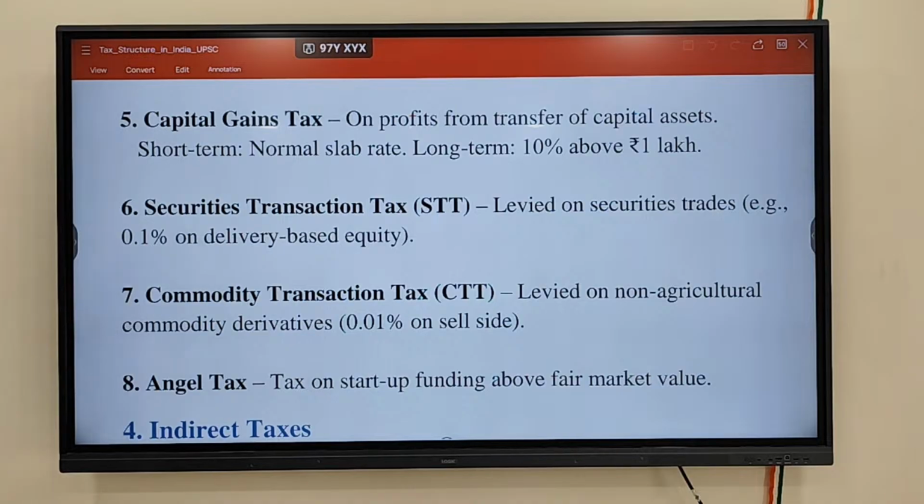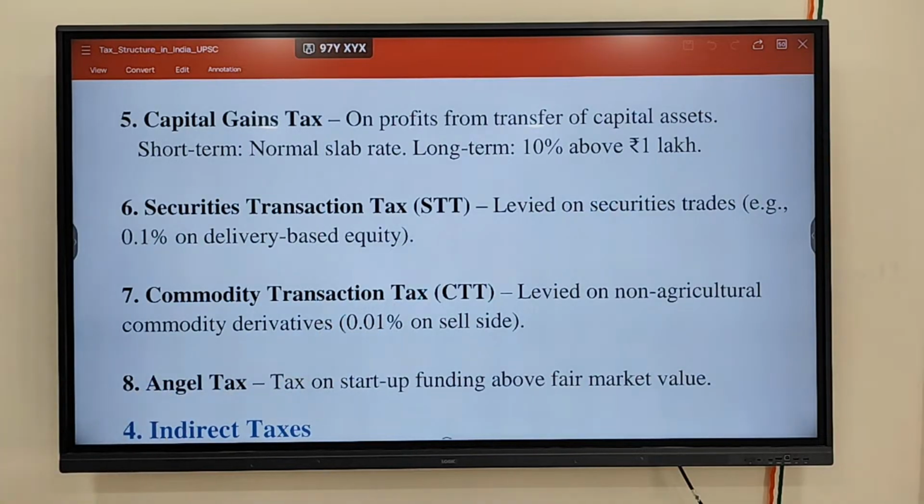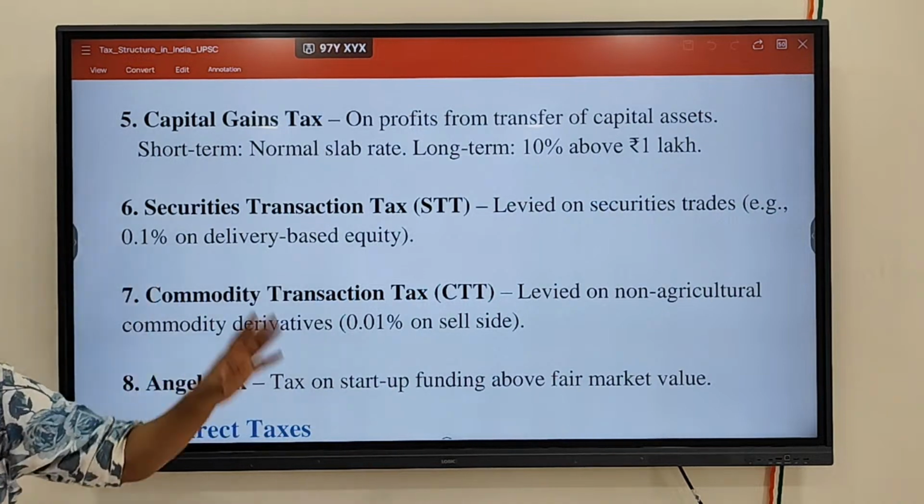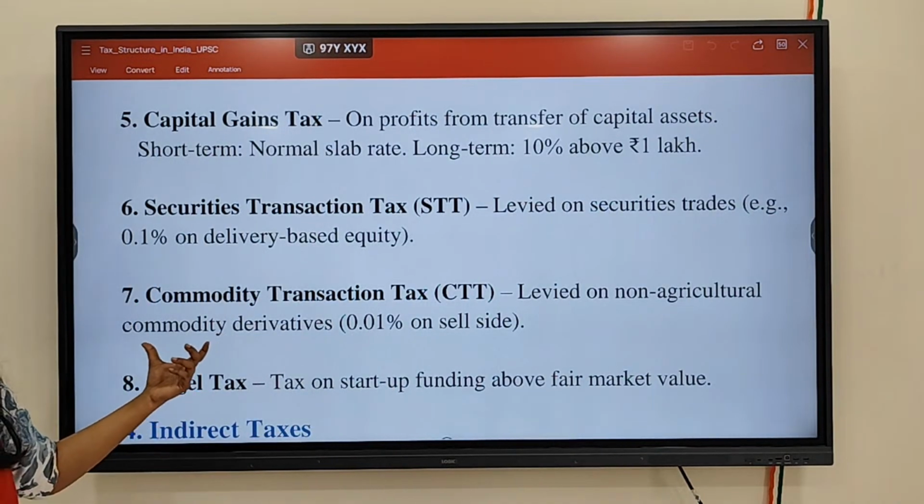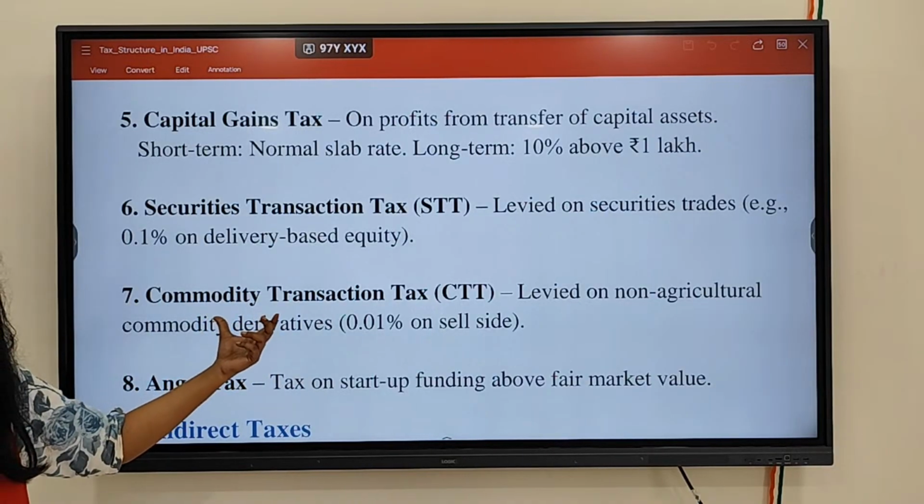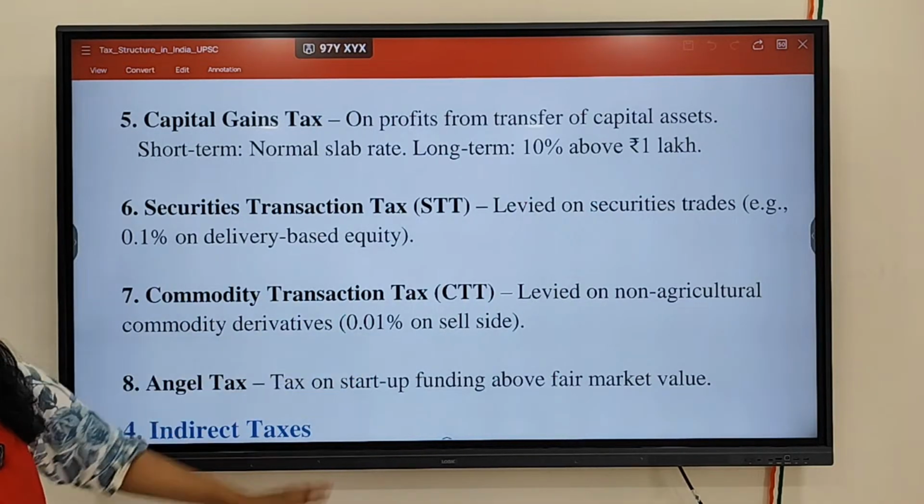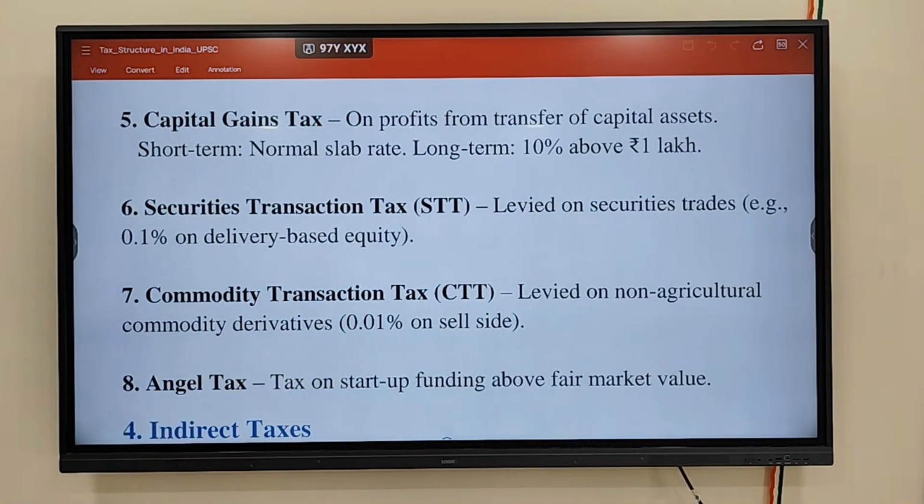Understood? Next, for commodity transaction tax, it covers non-agriculture commodities like steel, aluminium, gold, crude oil. Except agriculture goods, all the non-agriculture goods come under commodity transaction tax. For whatever profit you get or transaction you make, buying and selling, you should pay around 0.01%. Understood?